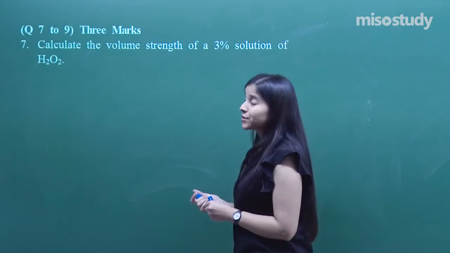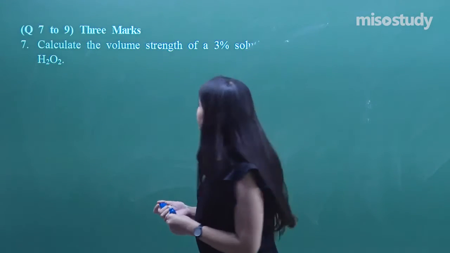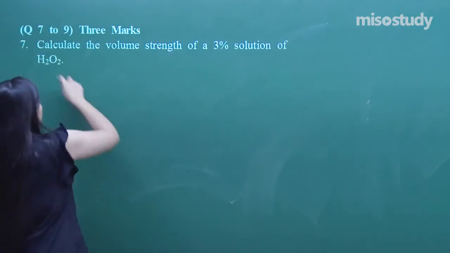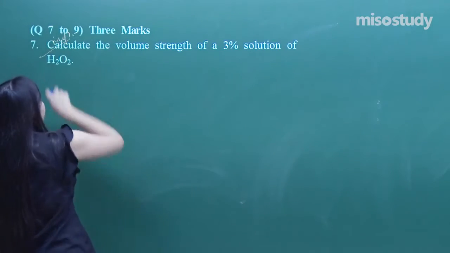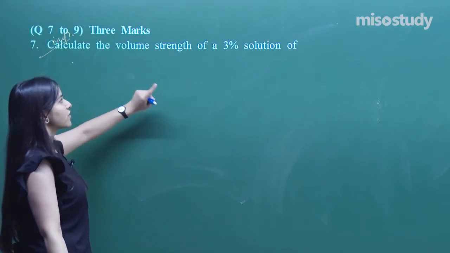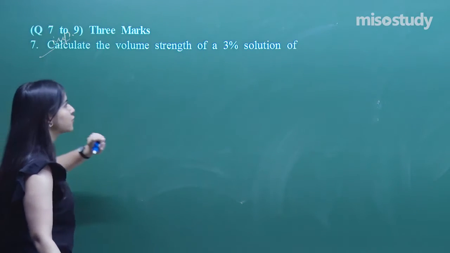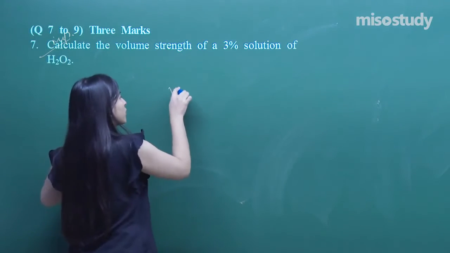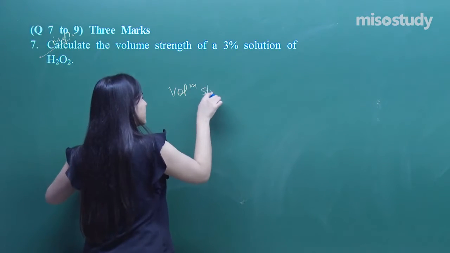Question number 7 to 9 now, 3 mark questions. Calculate the volume strength. Now, this one is important. And yes, so we are going to solve it together here only. Calculate the volume strength of 3% solution of H2O2. Now, I need to find out the volume strength.